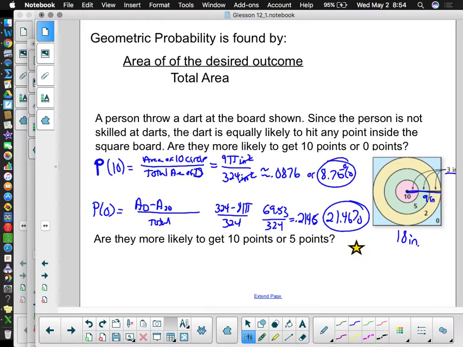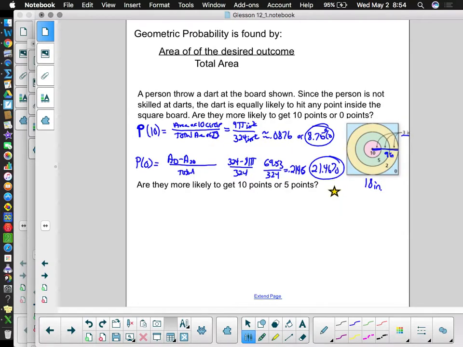Clearly, we are much more likely to get a 0 than we are to get 10 if throwing randomly. More interesting is the second problem here. Are we more likely to get 10 points or 5 points? Well, we know the probability of getting 10 points already. P10 we know is 8.76%. What we do have to find is the probability of getting a 5 point.